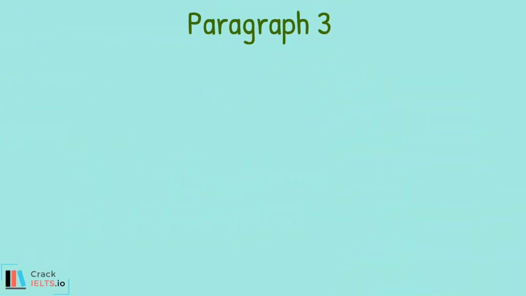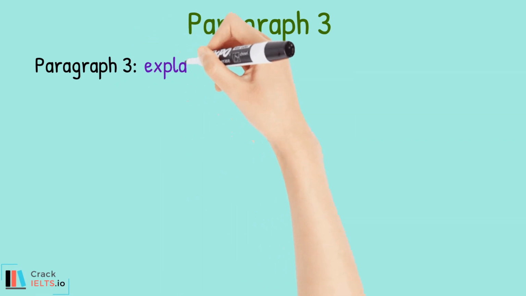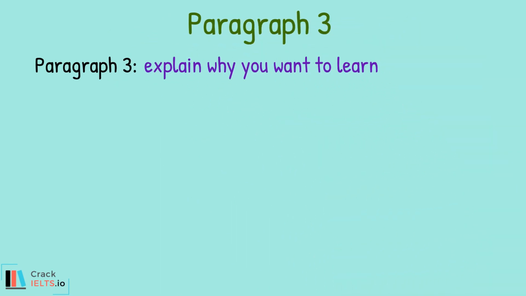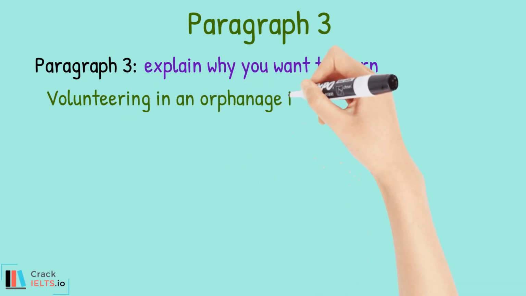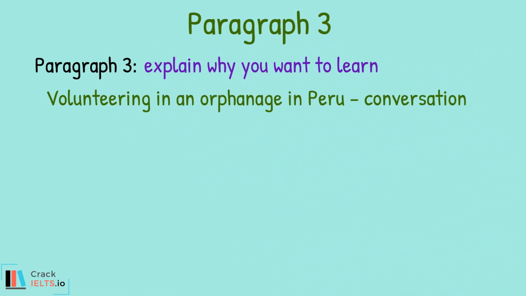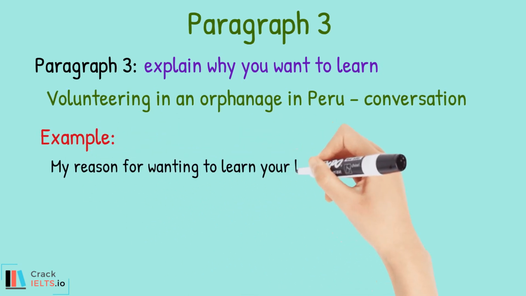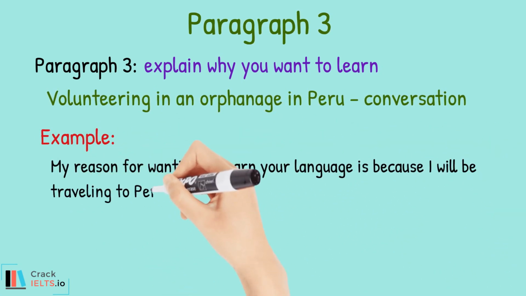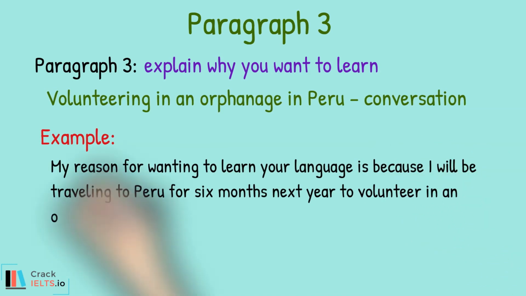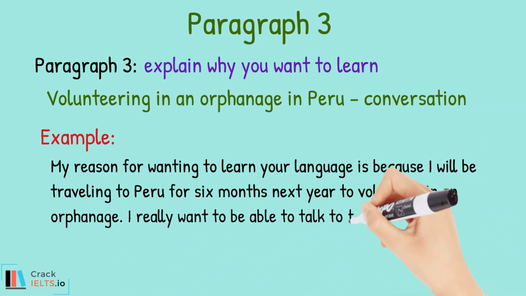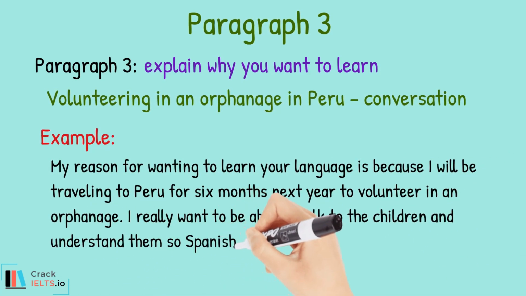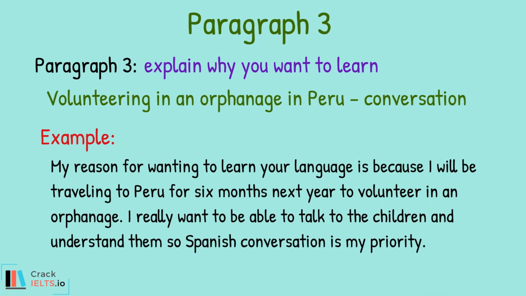Next is paragraph 3. The third paragraph should cover the second bullet point. Paragraph 3, explain why you want to learn, stated in bullet point 2, and the ideas we noted were volunteering in an orphanage in Peru, conversation. Here you could write paragraph 3 as, my reason for wanting to learn your language is because I will be traveling to Peru for 6 months next year to volunteer in an orphanage. I really want to be able to talk to the children and understand them, so Spanish conversation is my priority.